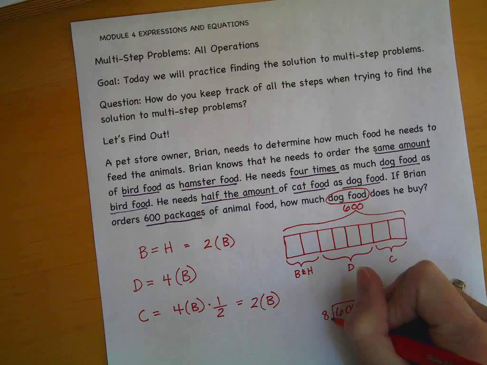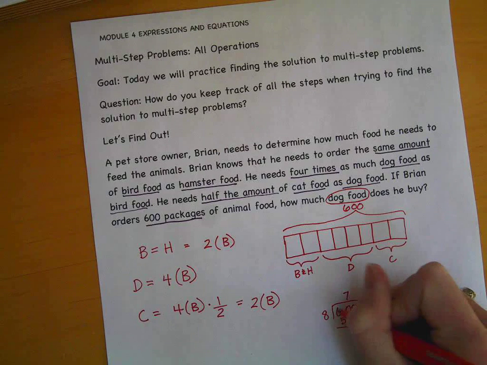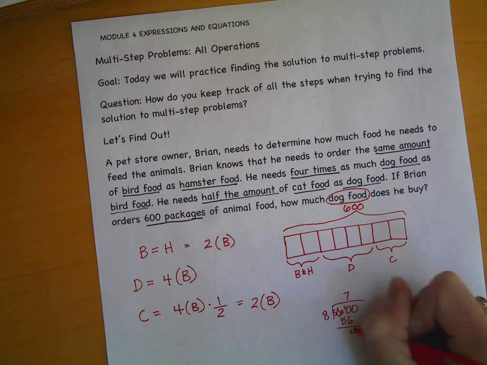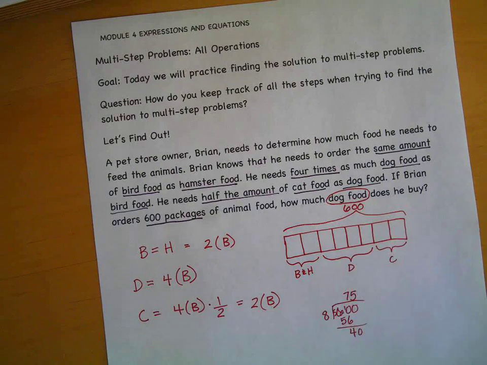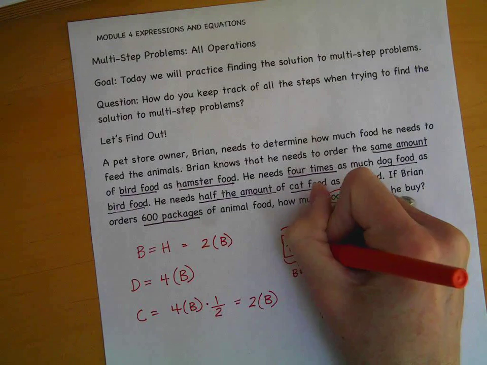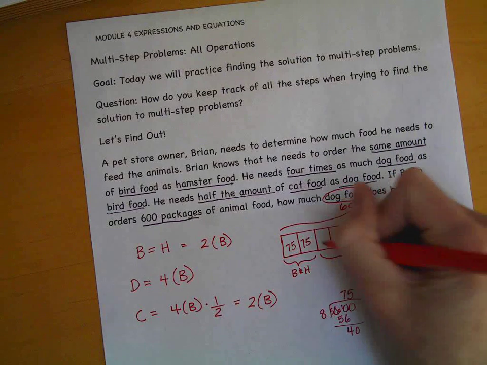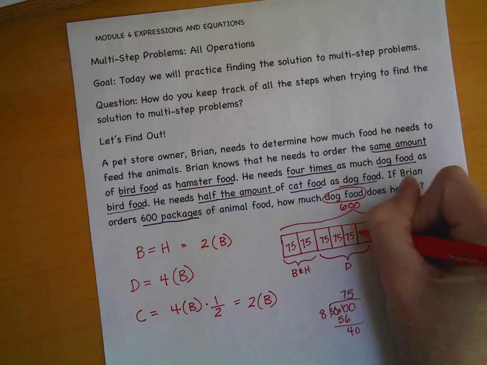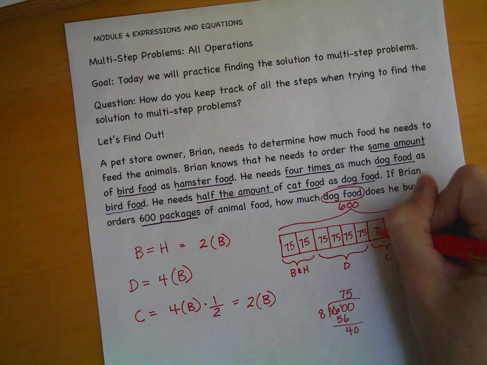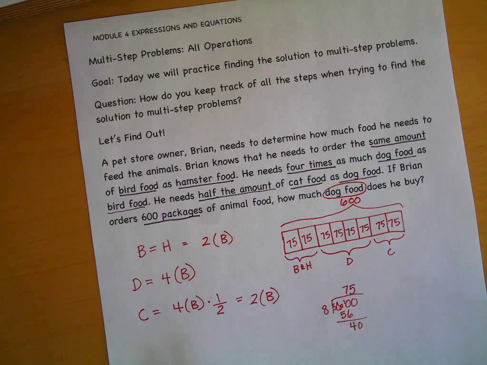So 8 goes into 60, 7 times, which is 56. And then we subtract that off and we get 40. And so we know that 8 goes into 40, 5 times. So now I know that there are 75 packages of bird, 75 packages of hamster, 75, 75, 75, 75 for the dog, and then 75 and 75 for the cat.